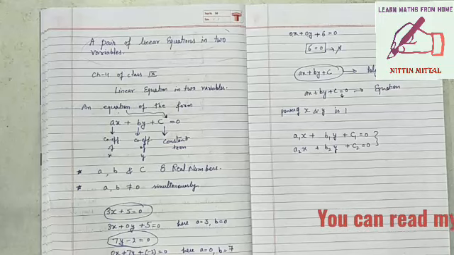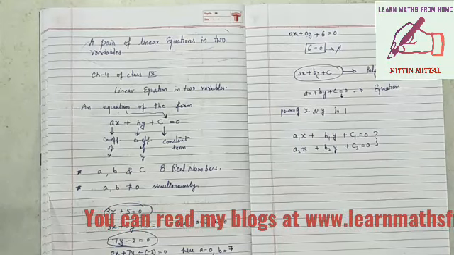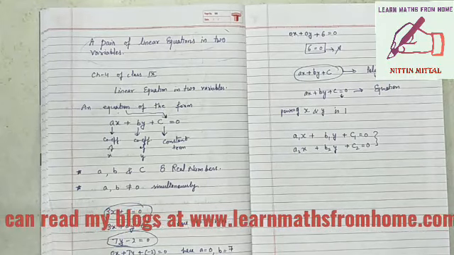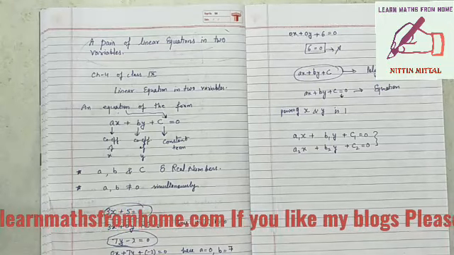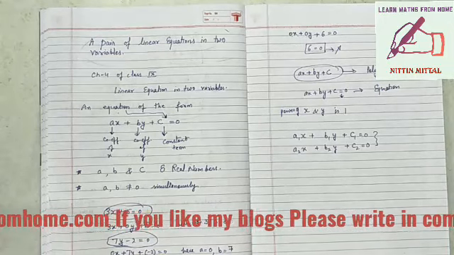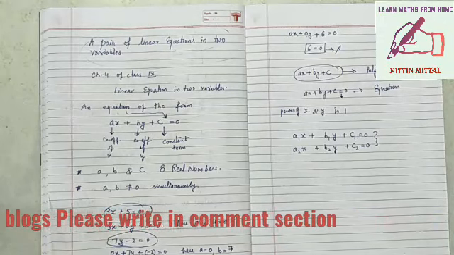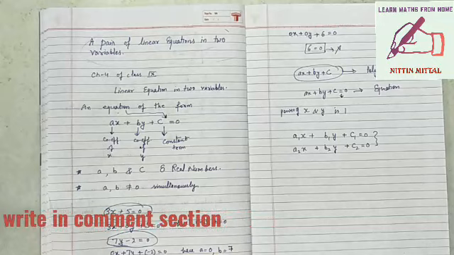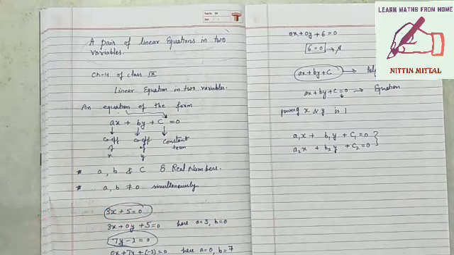So first is linear. What do we mean by linear? Power of exponent is 1, right? A variable's power is 1, so it gives us the name linear. Because the equality sign is there in the expression, it is called an equation. And there are two variables x and y, so the full name is linear equation in two variables.